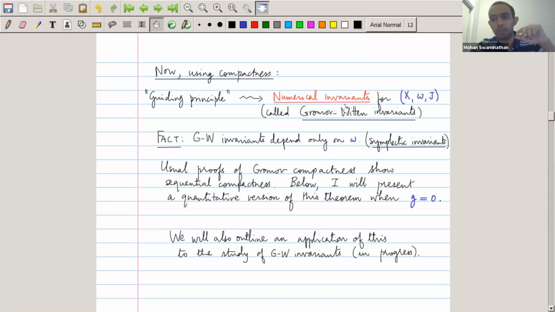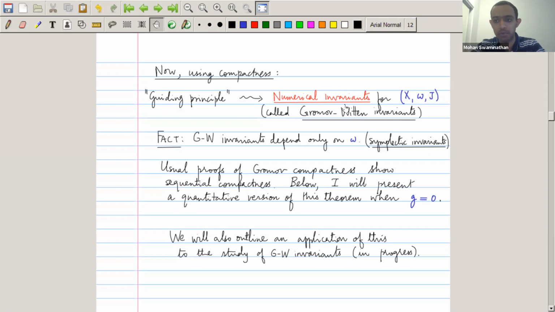And as we saw in the blow up example earlier, the gradient might actually blow up at some points. And so this proof will require some more work. So I'm actually going to present a quantitative version of this theorem in the genus 0 case. And towards the end of the talk, I'll also outline an application of this to the study of Gromov-Witten invariants.